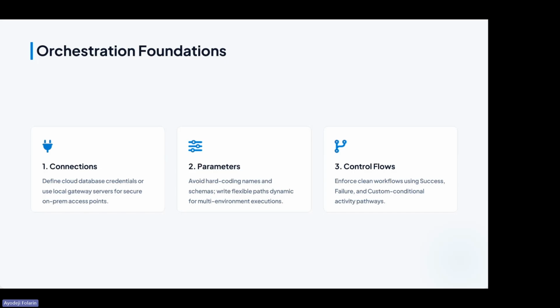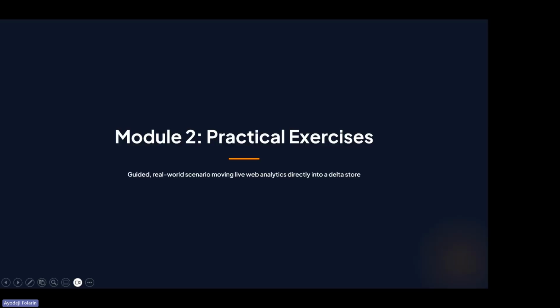And also, number three, it can help you do what we call control flow. So control flow enforces a clean workflow using success, failure, and custom conditional activity pathways. If I'm successful, what should I do? If there is a failure during the pipeline activity, what should I do? And so on and so forth. These are the three major things we look at.